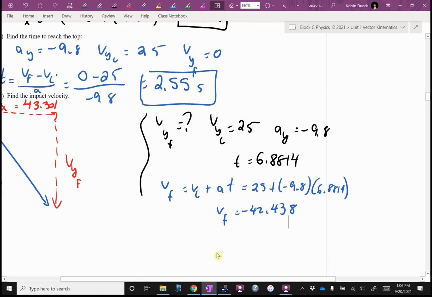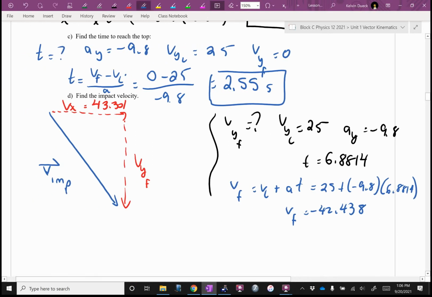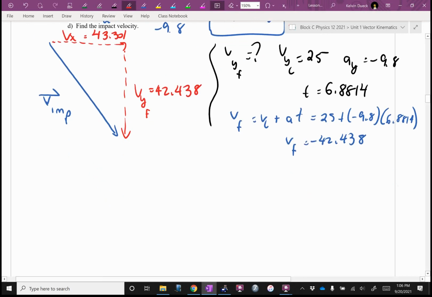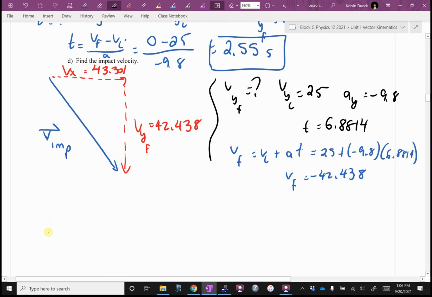Now what? Well, I can stick this here. Mr. Deck, shouldn't that be negative 42.43? The negative is contained in the down arrow. That's negative. I wouldn't take marks off if you put the negative on there, but it's kind of redundant. Alrighty. On your own, find the impact velocity, magnitude, and direction.